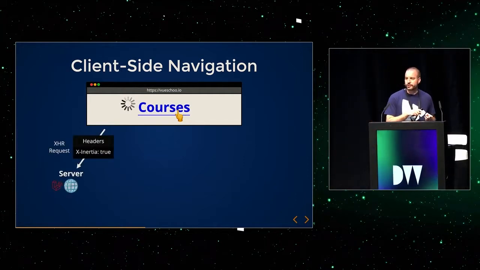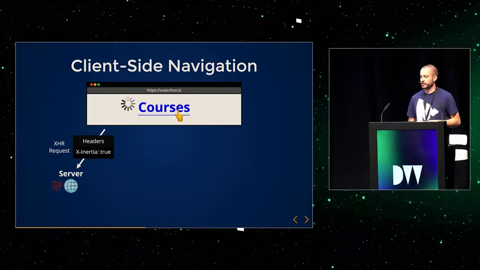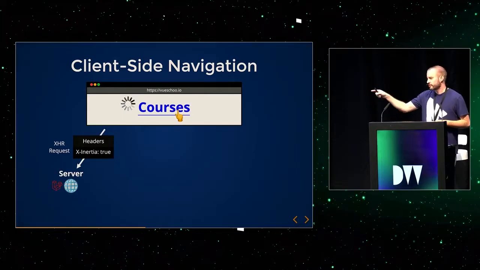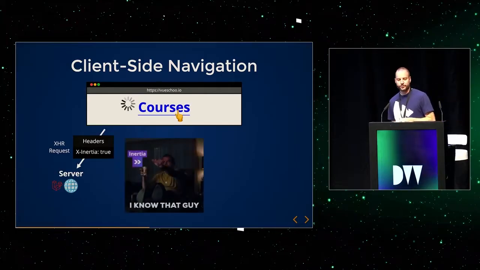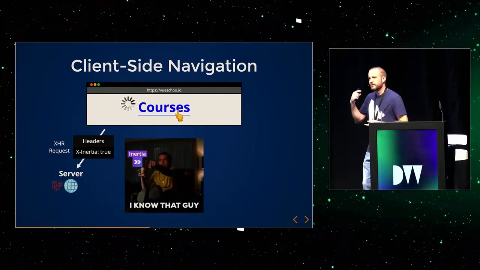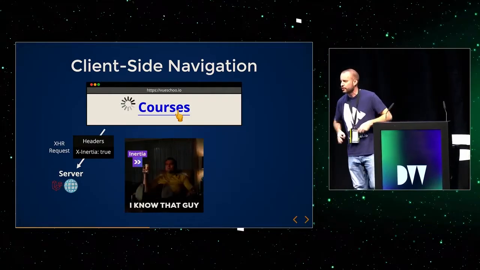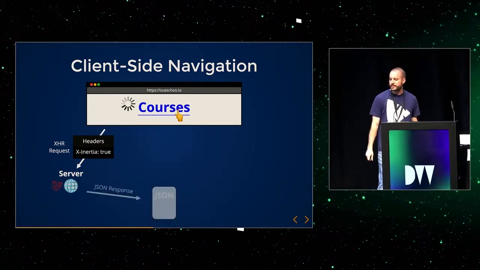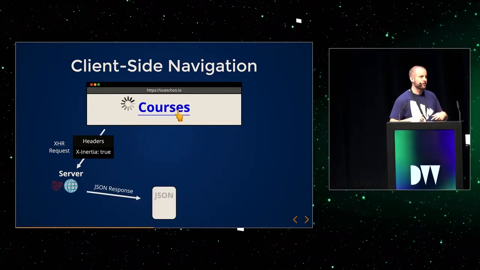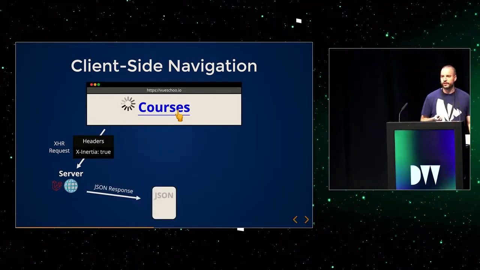The way that Inertia does this under the hood is it attaches a header called X-Inertia to the asynchronous request, and then that lets the server know, oh, this should be an asynchronous request. This should be something not the initial send back all the HTML, but instead now just send back the JSON payload with the data so that Vue can do with it what it will.